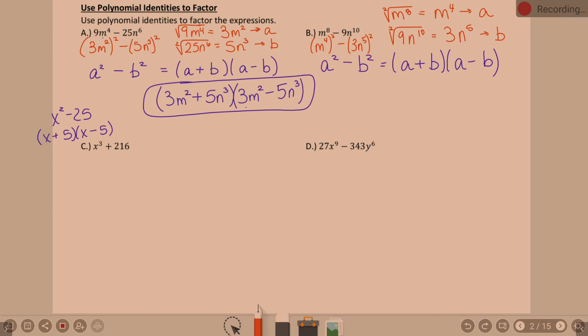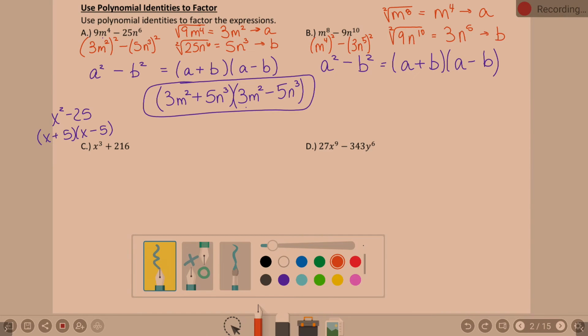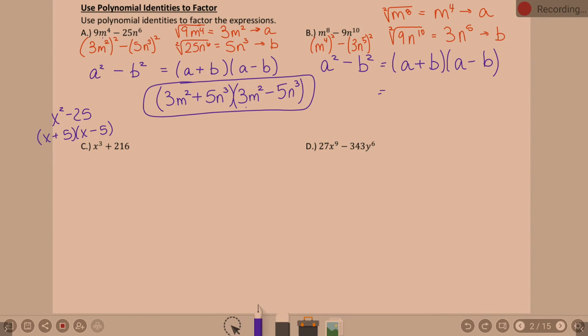Let's write it out. You found your a and b, right? Put them in your parentheses, once with an addition sign and once with a subtraction sign. So what do we have? m to the 4th plus 3 to the 5th and m to the 4th minus 3 to the 5th.